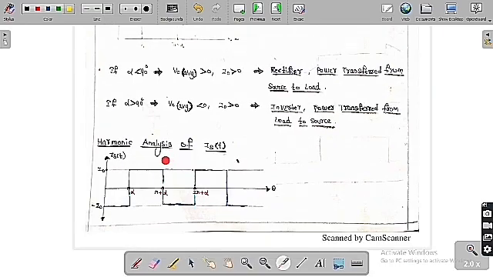We are going to do the harmonic analysis of iS of t. I already told you that from pi to pi plus alpha, iS of t is equal to I naught, whereas from pi plus alpha to 2 pi plus alpha, iS of t is equal to minus I naught. So we are going to get this graph. Now we are going to do the harmonic analysis of this source current.